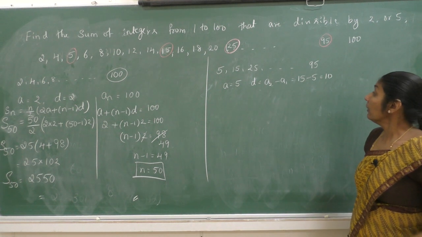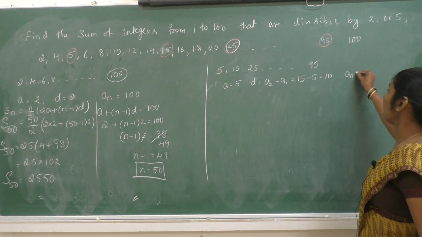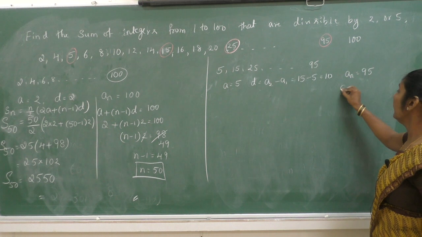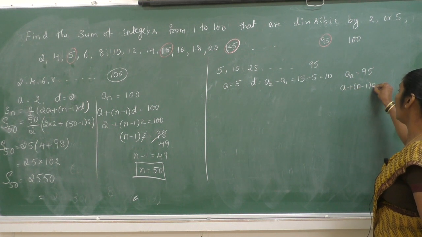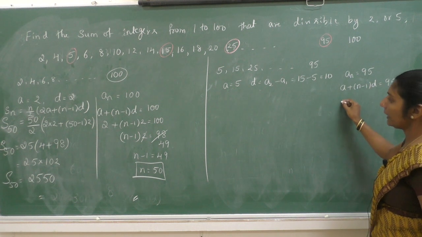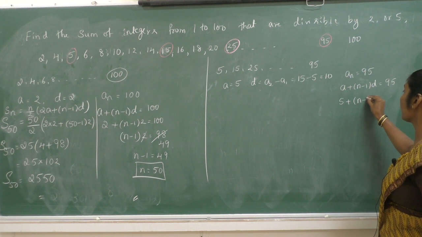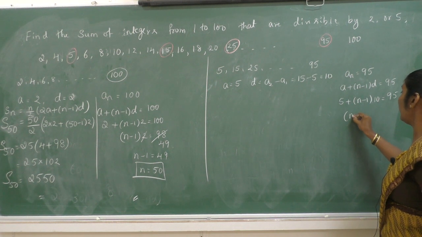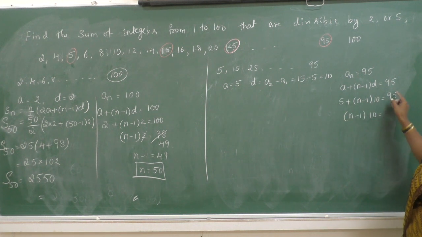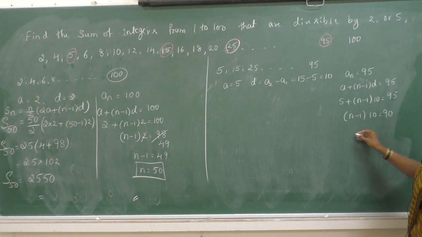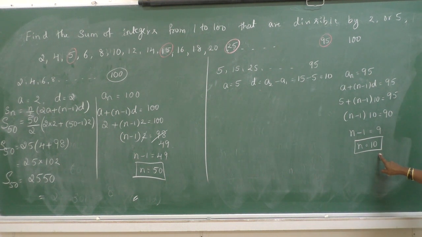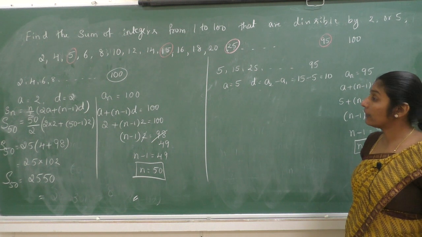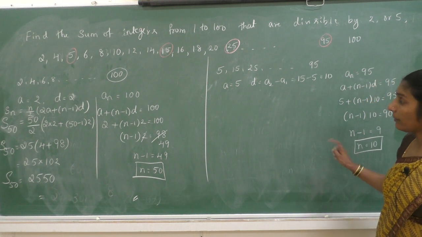Then the last term an will be given as 95. a plus n minus 1 into d is equal to 95. So a is 5, plus n minus 1 into common difference 10, is equal to 95. So n minus 1 into 10 is equal to 95 minus 5, which is 90. So n minus 1 is equal to 9. n is equal to 10. So once n is 10, the number of terms is 10.